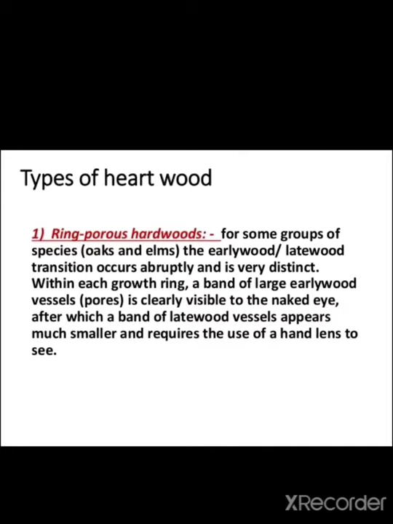Types of hardwood. Hardwood is also divided into many types. The first one we study is ring porous hardwood. For some groups of species like oaks and elms, the early wood to late wood transition occurs abruptly and is very distinct. Within each growth ring, a band of large early wood vessels is clearly visible to the naked eye, after which a band of late wood vessels appears much smaller and requires the use of a hand lens to see.